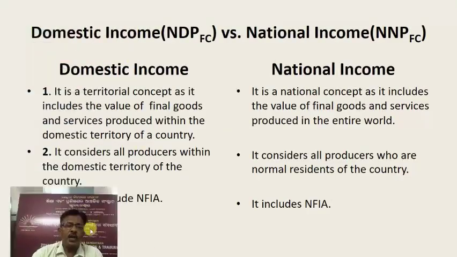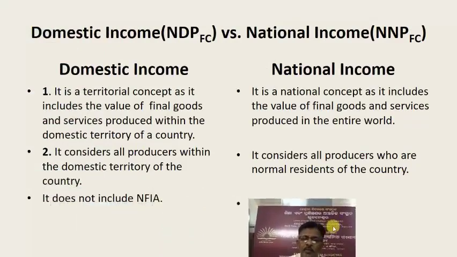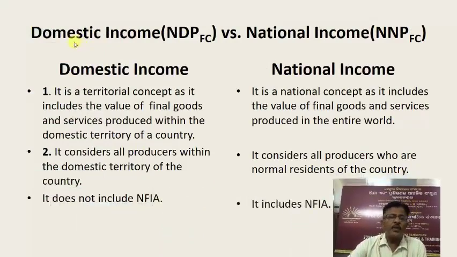So likewise, you can understand here the domestic income and the national income, that is NDP at factor cost and NNP at factor cost. The difference in a tabular form for simplification of your understanding. Domestic income, it is a territorial concept as it includes the value of final goods and services produced within the domestic territory of a country. National income, it is a national concept as it includes the value of final goods and services produced in the entire world.